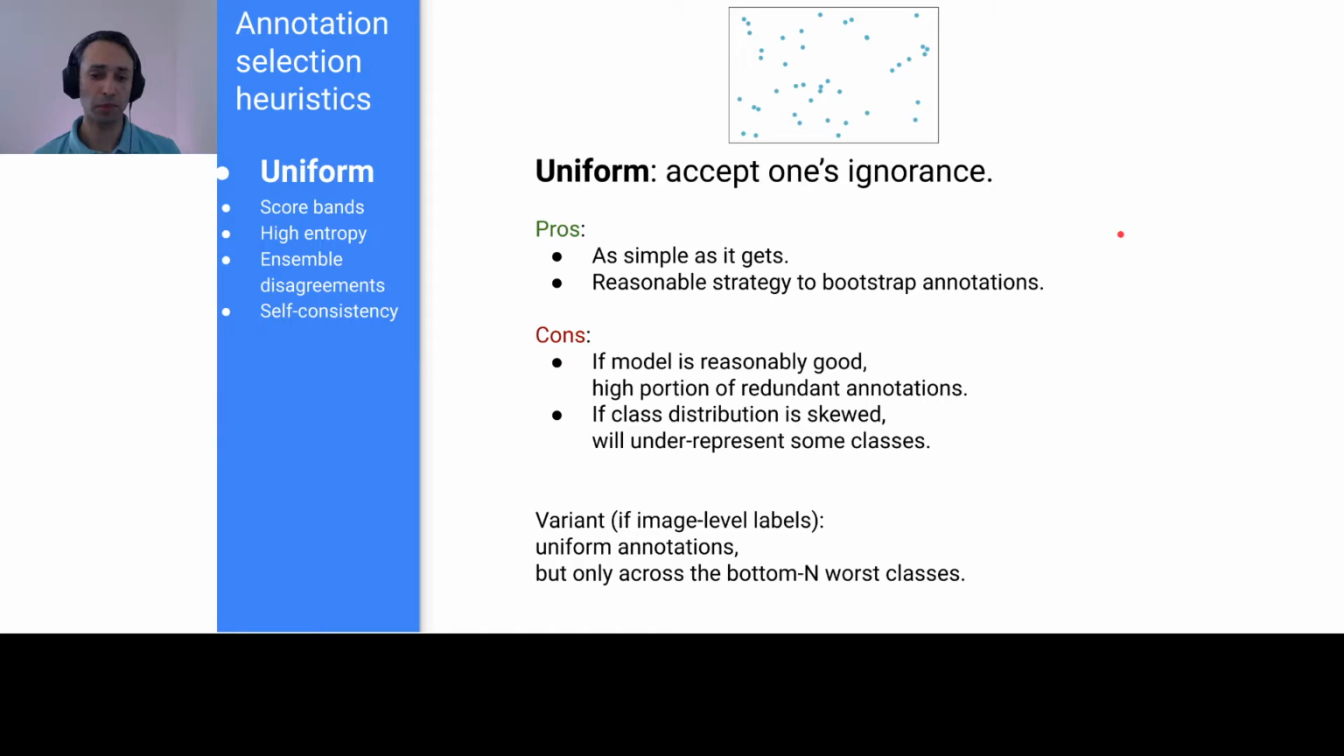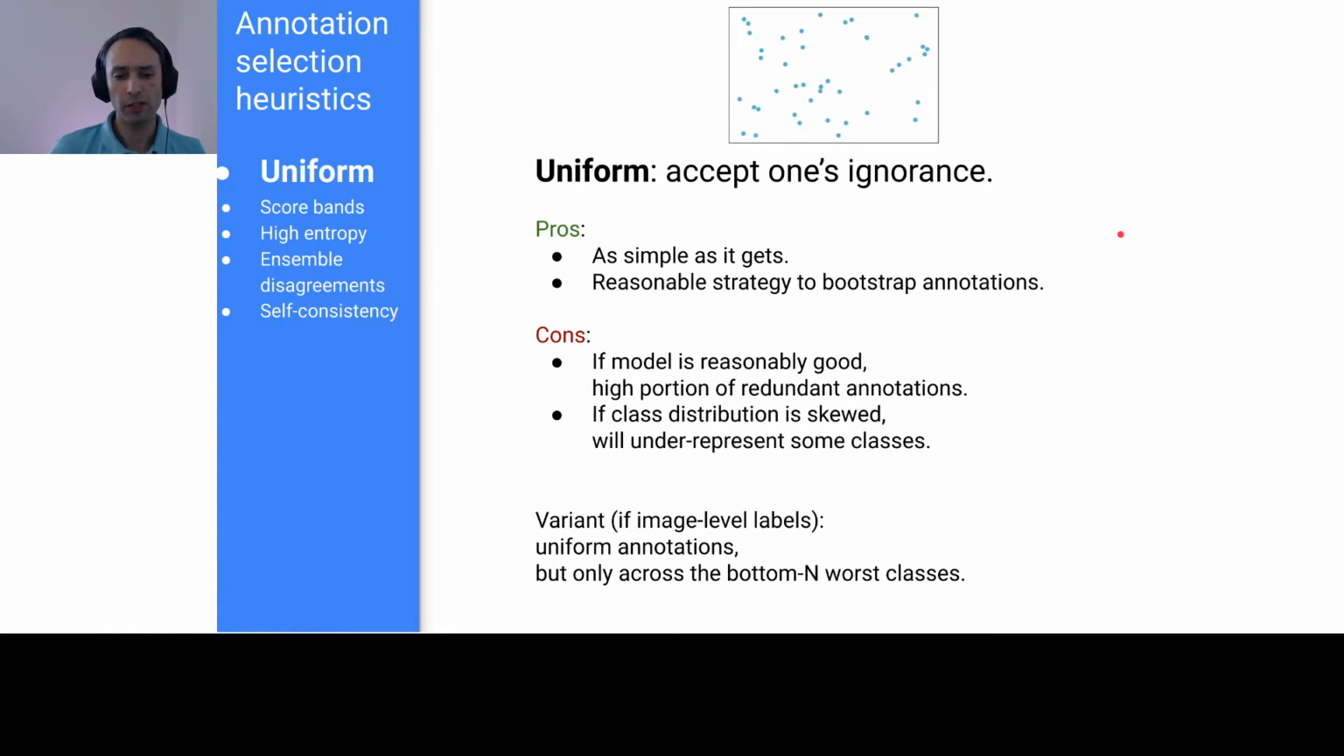It's a reasonable strategy to bootstrap your annotations, but there are some caveats, of course. First one is that if your model is reasonably good, then you will have a high portion of redundant annotations. And this is a problem, as described before. You're wasting human time. And also, if your class distribution that appears on the image is very skewed, then the classes that appear the least will be underrepresented in the data you have collected. And that can be an issue when you train your model.